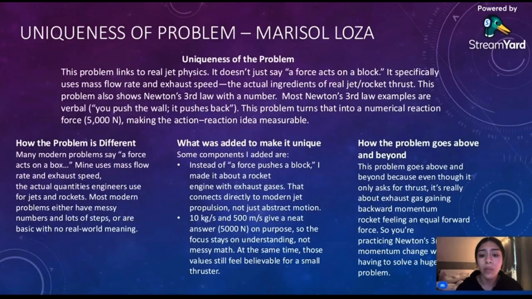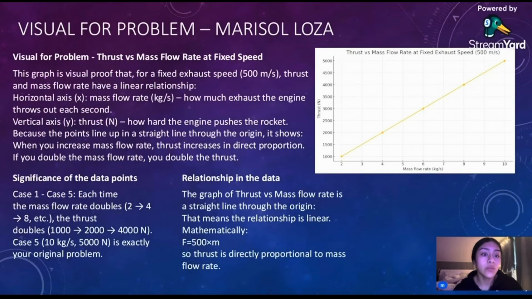How the problem goes above and beyond. This problem goes above and beyond because even though it only asks for thrust, it's really about exhaust gas gaining backward momentum and the rocket feeling an equal forward force. So you're practicing Newton's third law and momentum. Visual for the problem.